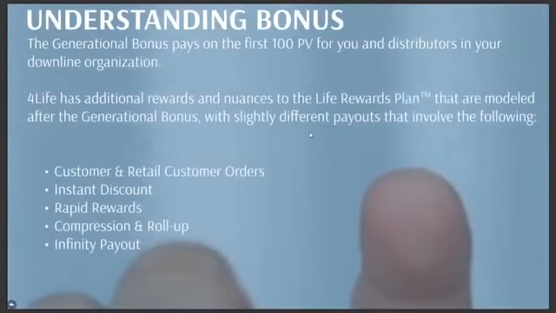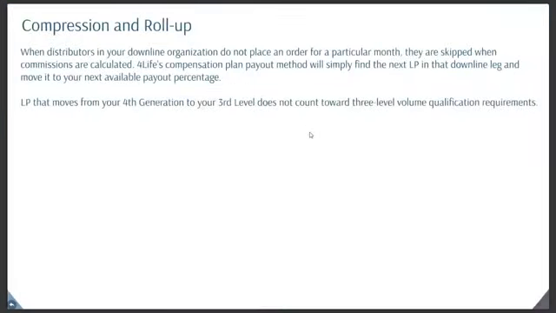All right, the next terms that I want to talk about, and the nuances, would be compression and roll up. When distributors in your downline organization don't place an order for a particular month, basically what we do is we skip them when we're calculating our commissions. 4Life's compensation plan payout is always going to pay all 58 percentages, or 58%, right? So what we basically do is pretend that somebody who didn't do an order for that month does not exist, and then go look for the next person in that upline organization that qualifies to receive a commission, and make sure that we're paying out those percentages.